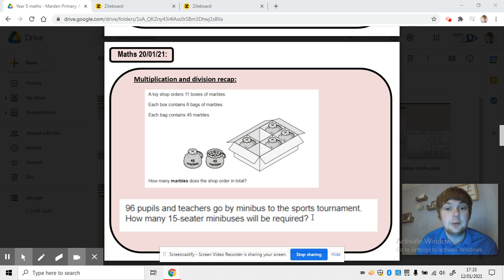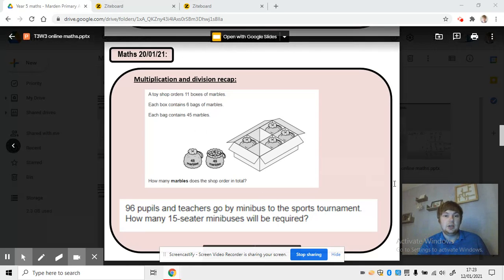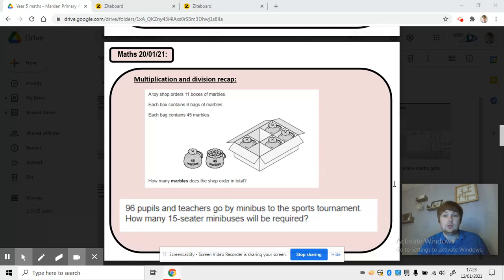Good morning. So today's maths is going to be a culmination of everything you've been doing over the last week, with the multiplication and the division. We're going to bring it together by recapping it in regards to word problems that you might find in a test. I'm going to look at these two examples together that you can see here on your screen.